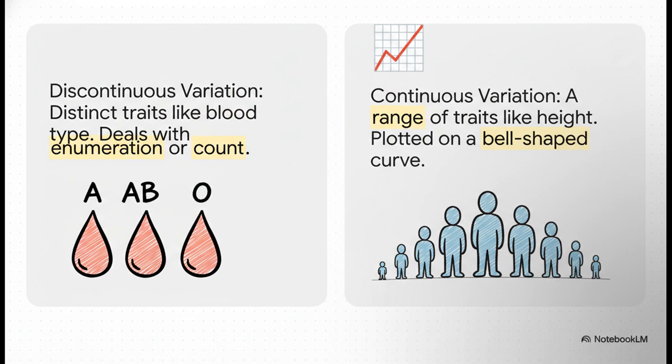There's no in-between. They're distinct categories you can literally count. Then on the other side, there's continuous variation. This is for traits that exist on a spectrum, like your height or your weight. These usually end up looking like a bell curve when you plot them out. For what we're doing today, we're going to stick to the clean, countable world of discontinuous variation.